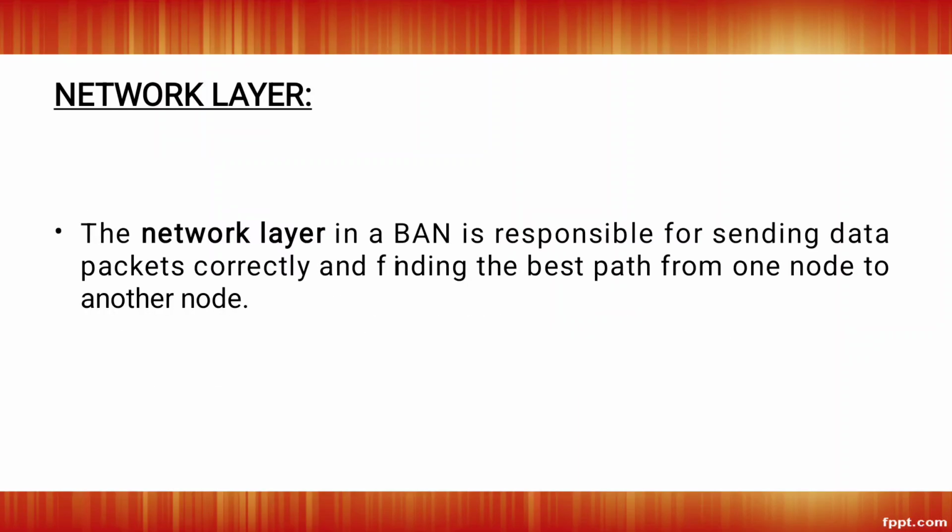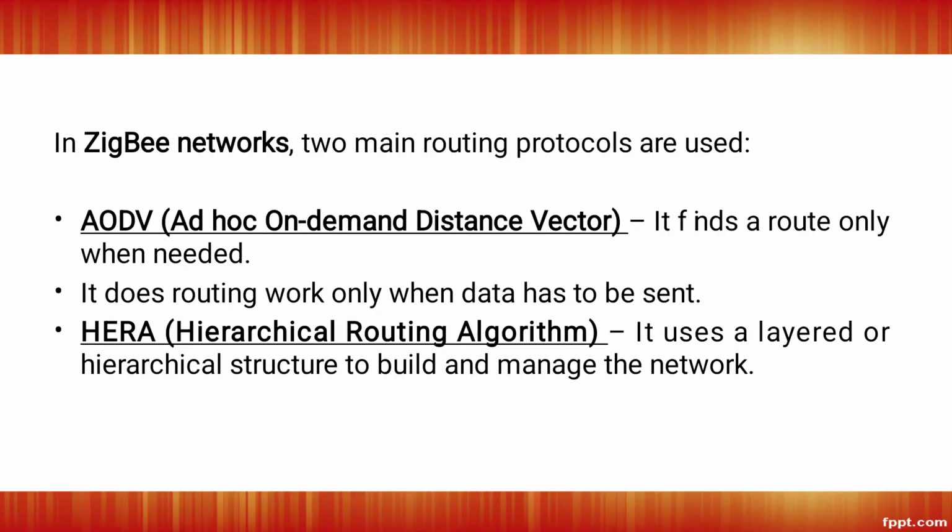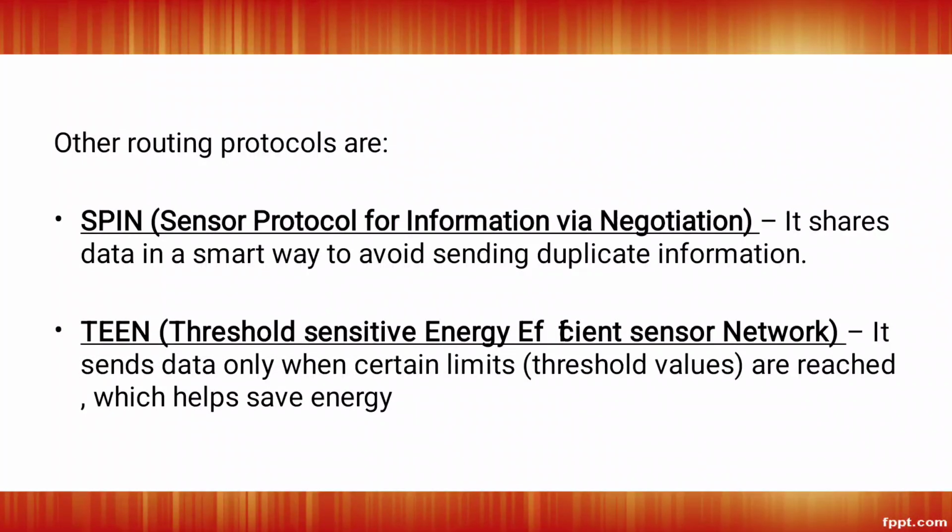Next is the network layer. It is responsible for sending data packets correctly and finding the best path from one node to another node. In a ZigBee network, two main routing protocols are AODV, that is Ad hoc On-Demand Distance Vector, which finds a route only when needed, and HERA, that is Hierarchical Routing Algorithm, which uses a layered or hierarchical structure to build and manage the network. Other routing protocols are SPIN and TEEN.